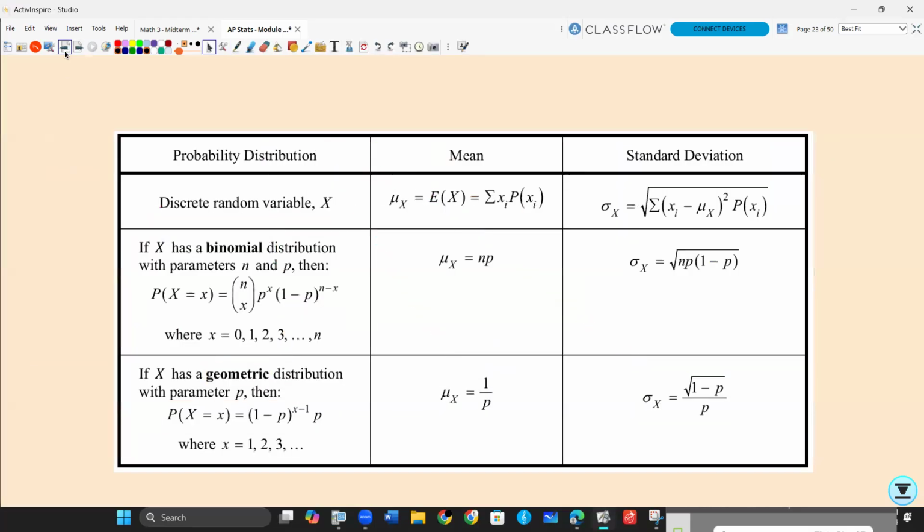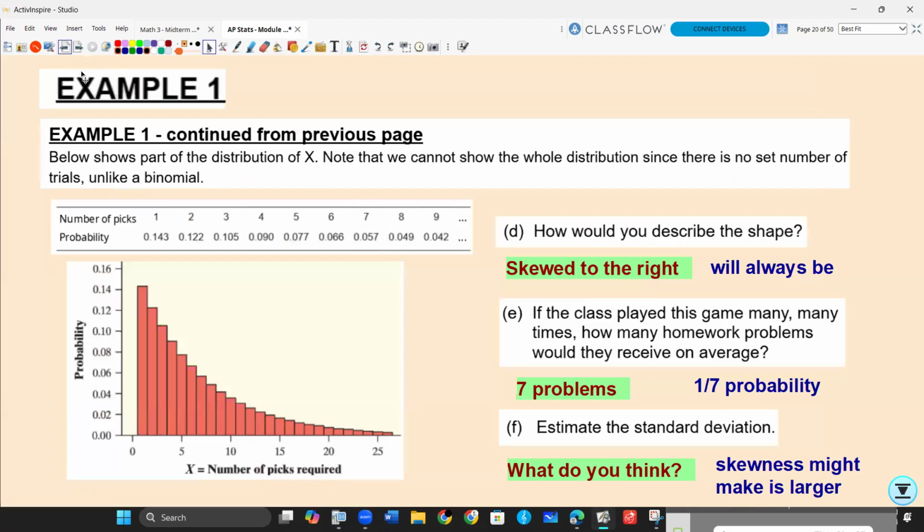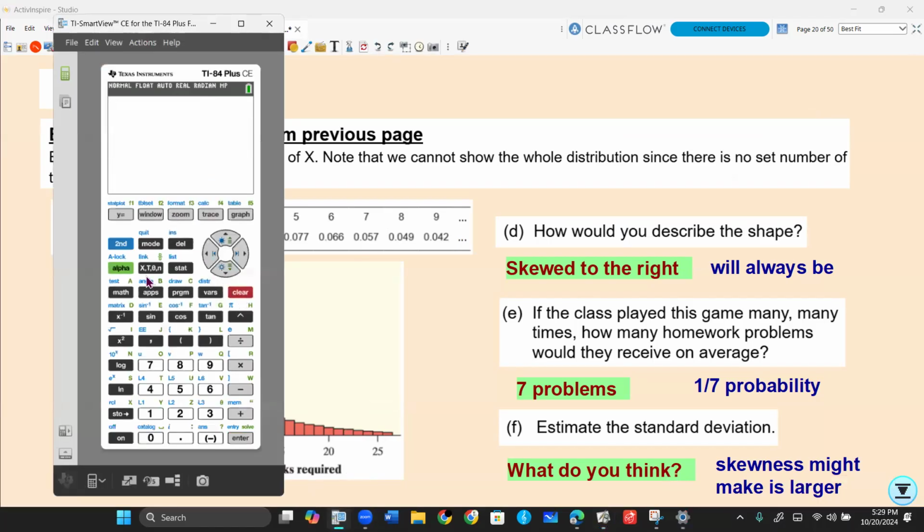So I'm going to go back to my other one here, even though I didn't do it. I can show you what's going on with that. So the standard deviation, you might want to guess what that is. But if I go to my calculator and actually put in my probability is 1/7.